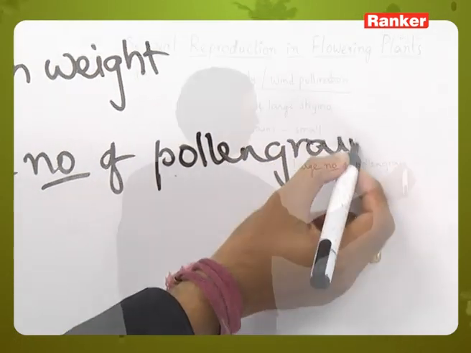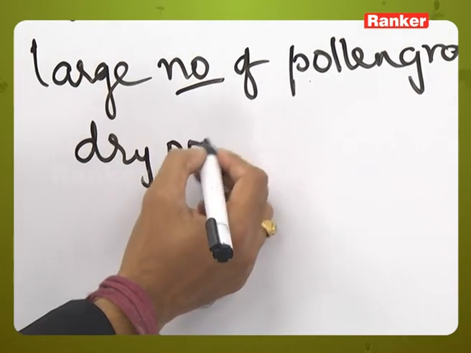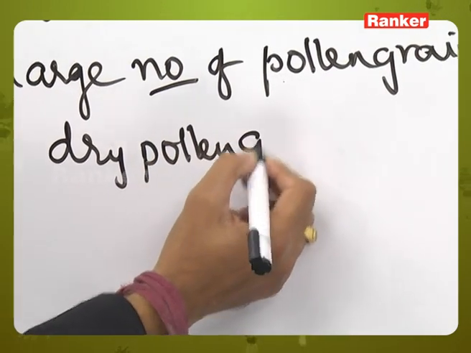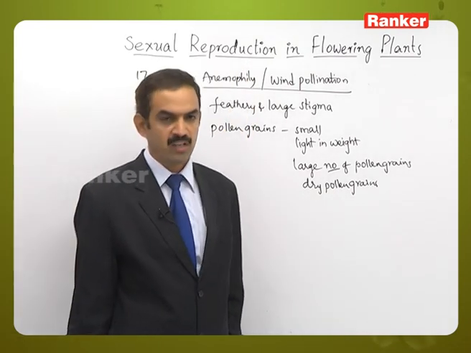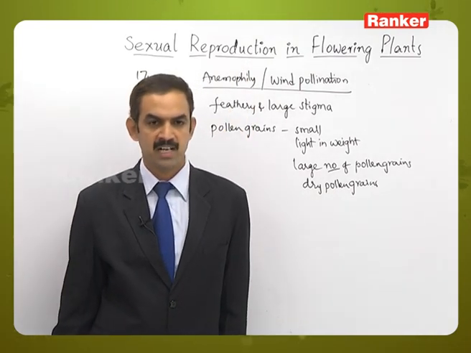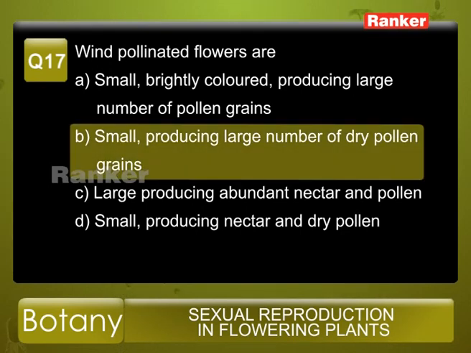And these pollen grains should be dry. When they are dry, then only they will be light in weight and can be carried easily in the air. So that means the pollen grains should be small, producing a large number of dry pollen grains. So from the given options, option B is the correct answer.